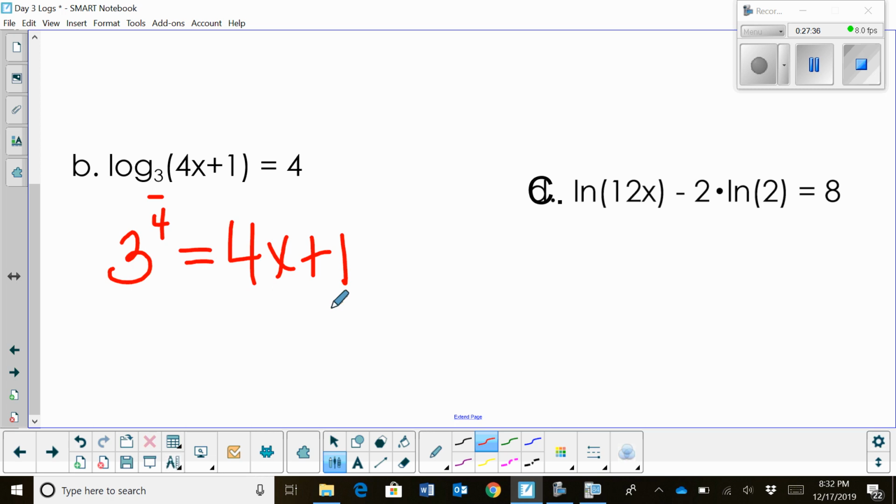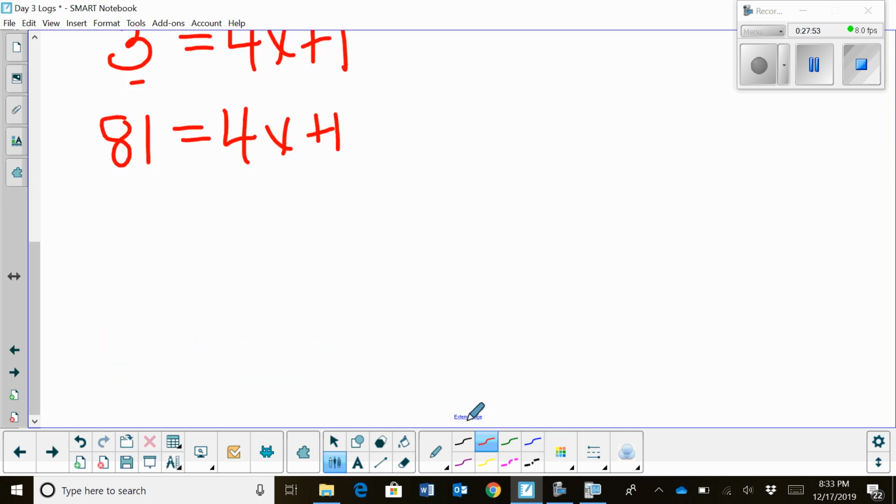Now we just need to isolate and solve for x. Well, 3 to the 4th power, 3 times 3 is 9, times 3 is 27, times 3 is 81. So I'm just going to simplify that. Then we're going to subtract 1. So what's that going to give us? 80 is equal to 4x. So x must be 20.